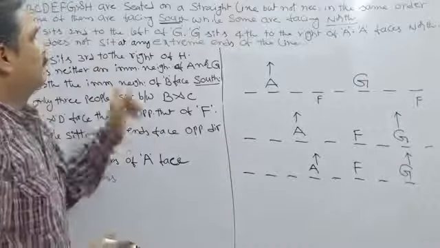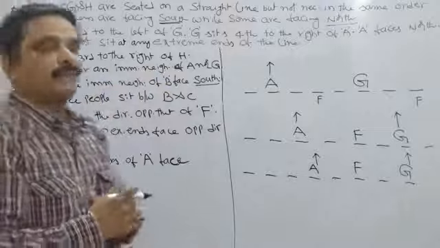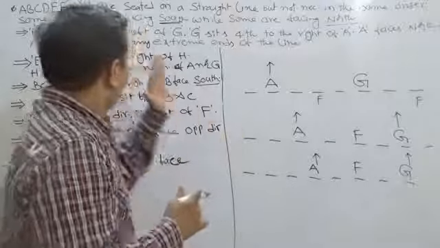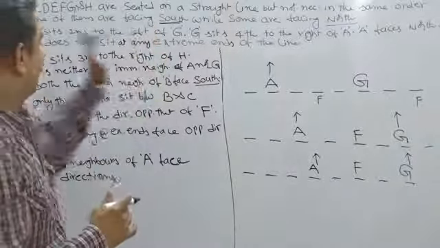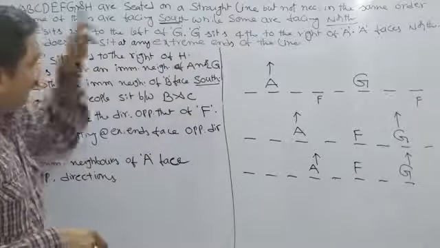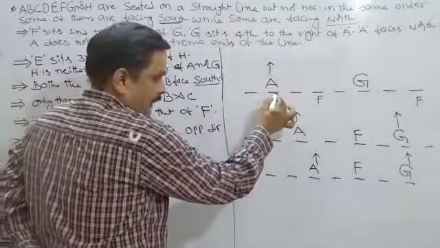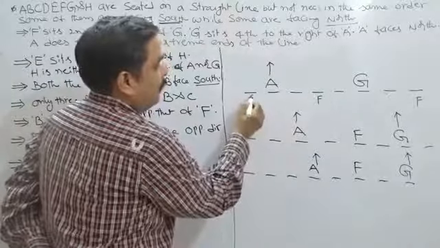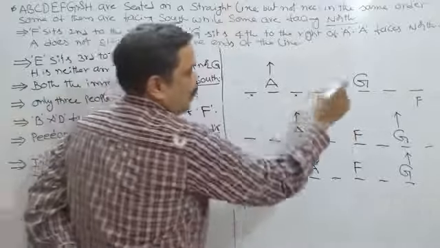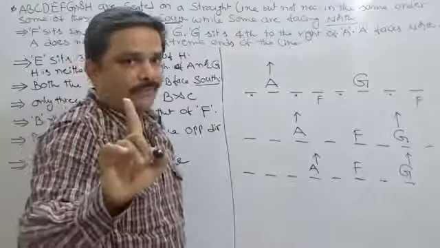E sits third to the right of H. H is neither an immediate neighbor of A nor G. Now E sits third to the right of H. E's position is based on that of H's position. H is neither an immediate neighbor of A nor G. Now, if you take this arrangement, H cannot be here. Not the neighbor of A and not the neighbor of G. These two places.